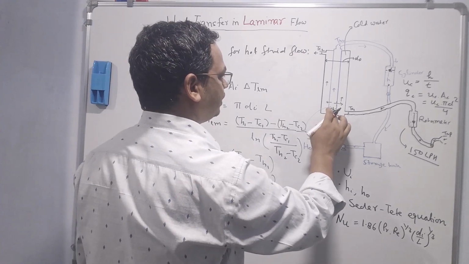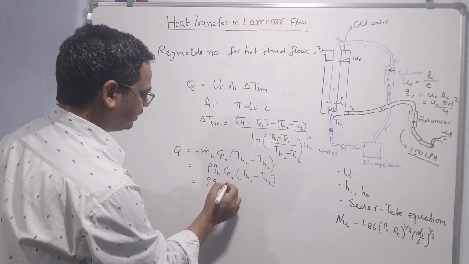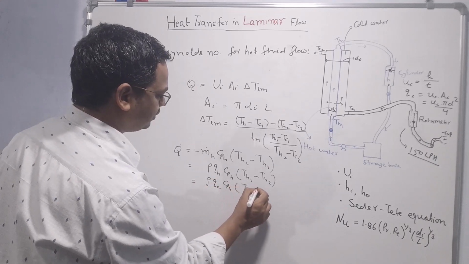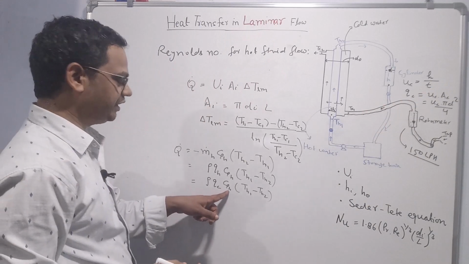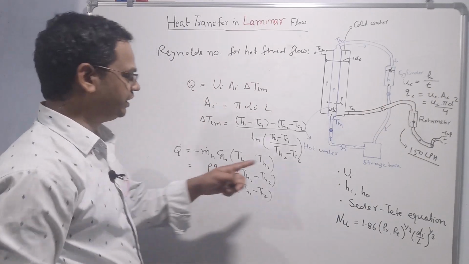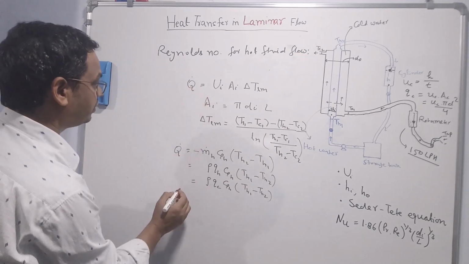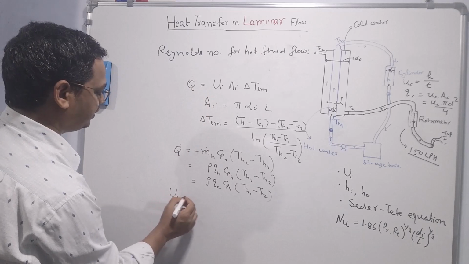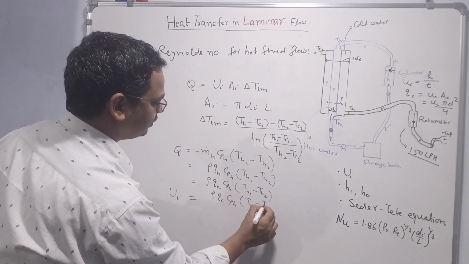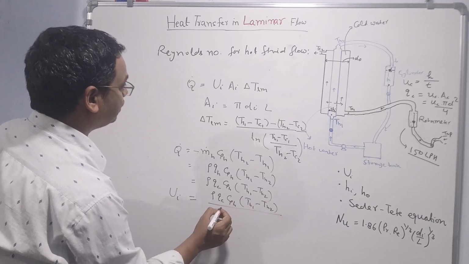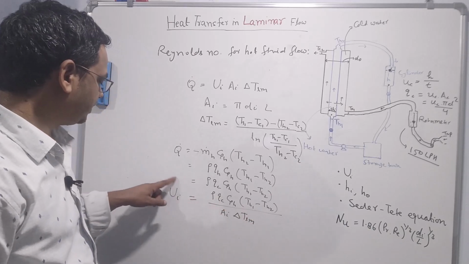Volumetric flow rate inside the pipe will be the same as volumetric flow rate inside the cylinder. So ρ q_c c_ph (T_H1 minus T_H2). q_c is nothing but this one. c_ph is specific heat capacity of the hot fluid. This should be taken at the mean temperature of the hot fluid. So this one can be equated here, and from here we will get U_i equals ρ q_c c_ph (T_H1 minus T_H2) divided by A_i ΔT_LM.